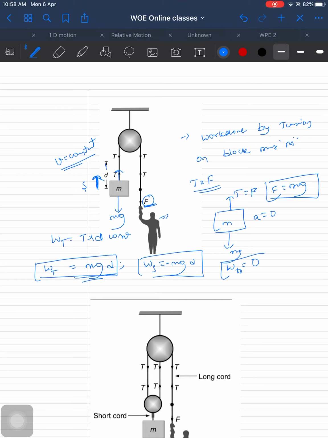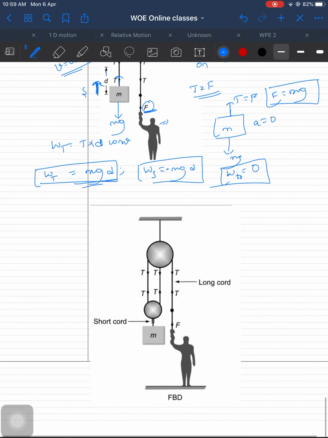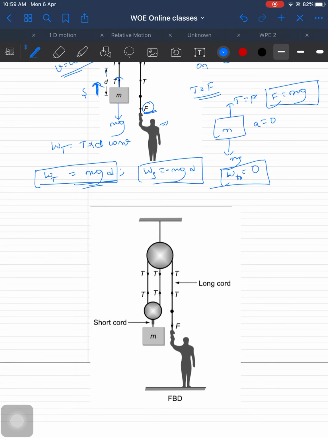So total work done is equal to how much? 0. So if a body is moving with a constant velocity, total work done is equal to 0. It doesn't mean each individual work done is also equal to 0. In this case, work done by tension is positive, work done by gravity is negative, and the positive and negative both got cancelled. Okay, now let's see the second part of the question.